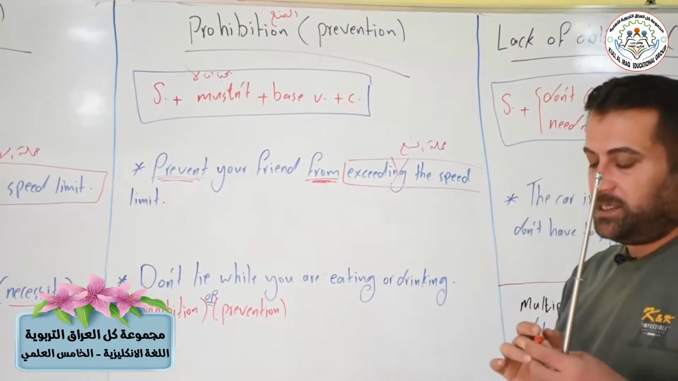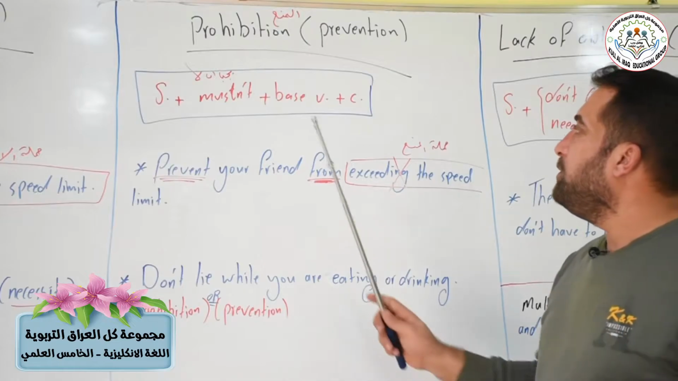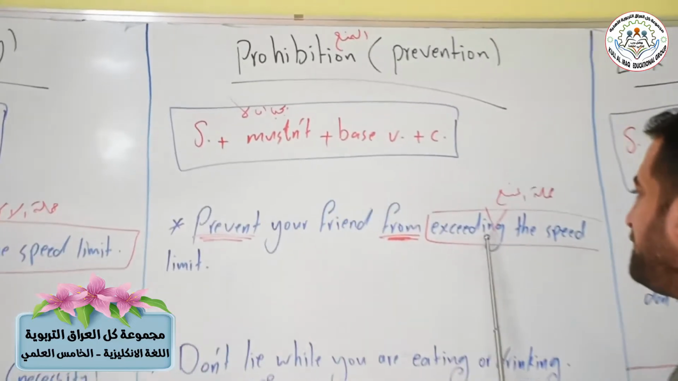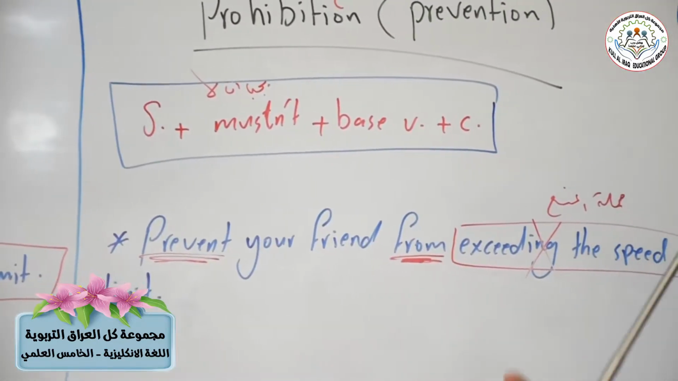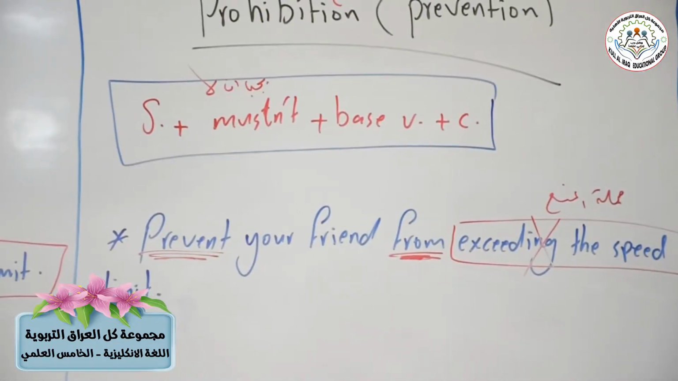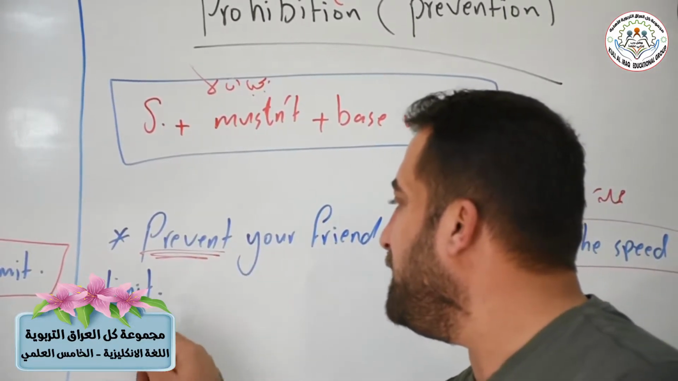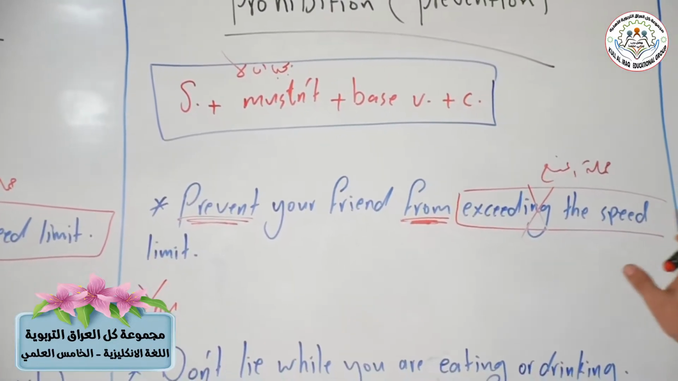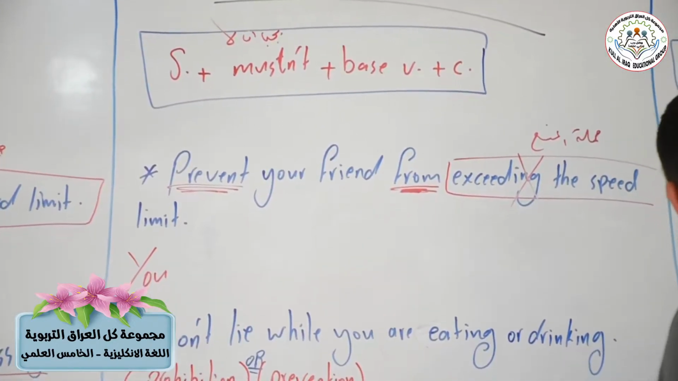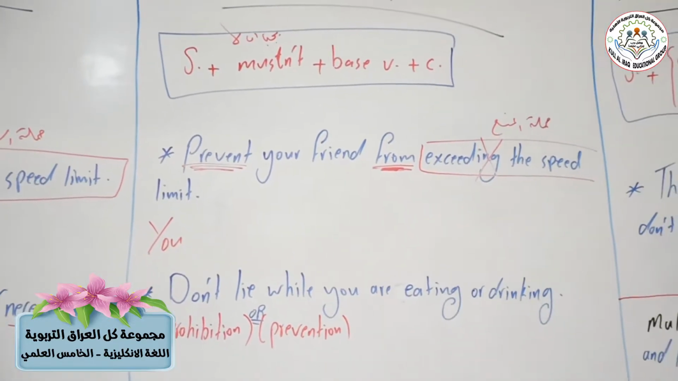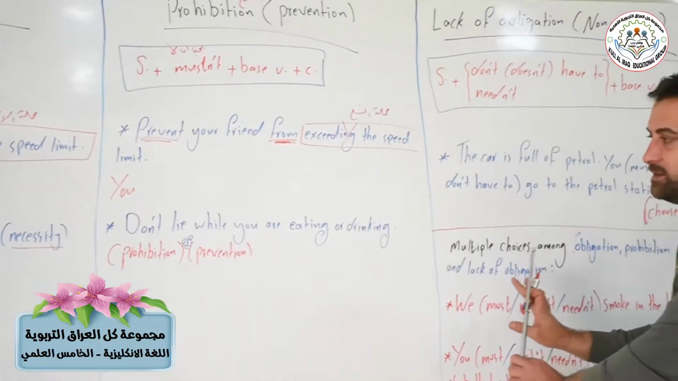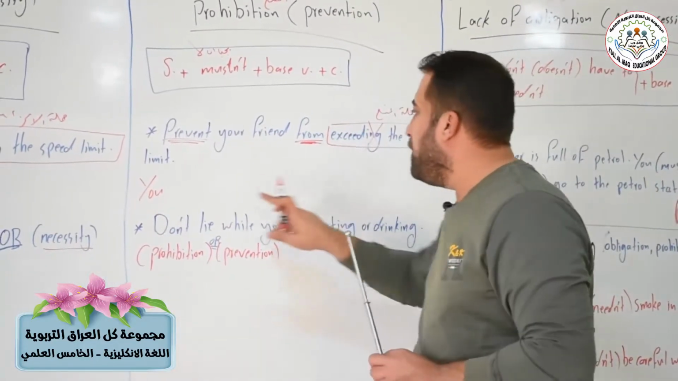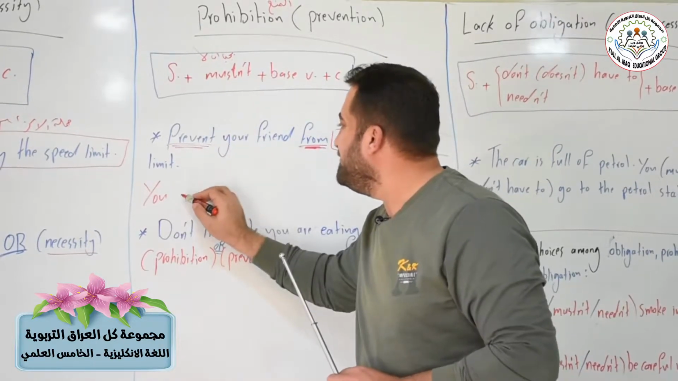Without ing. Because mustn't has to be followed by the base verb without any ending, without any addition. So our subject is "you" when there is no subject in the sentence. But if there is a subject in the original sentence, we keep it as it is. Okay, you mustn't.